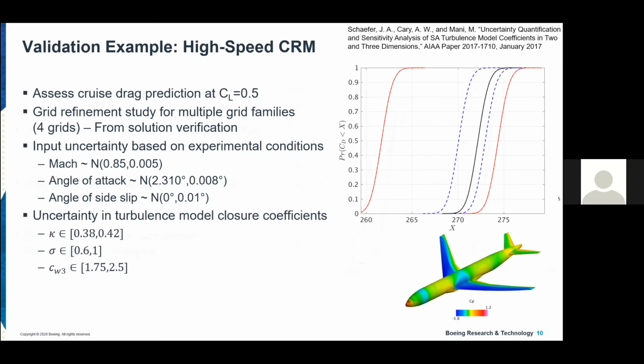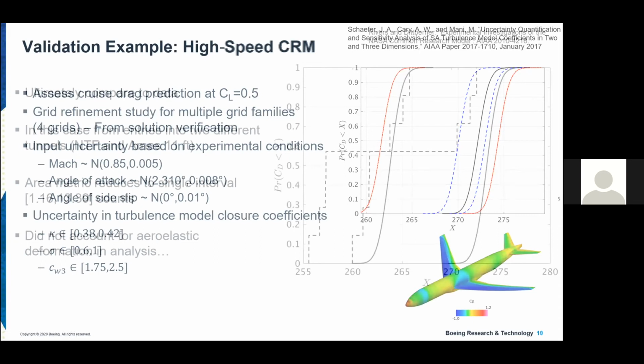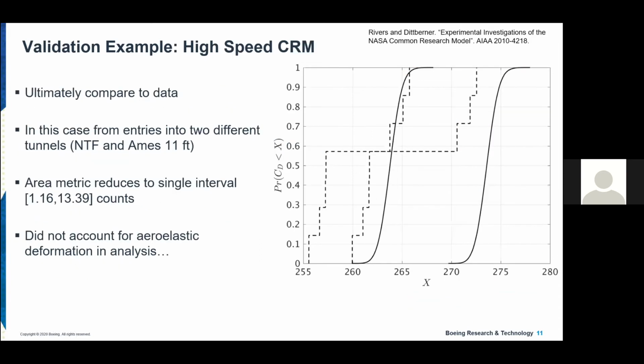To do the validation, we need to compare this to experimental data. And so we pulled out data from a couple of different entries, some in both the NTF and also in the Ames 11-foot tunnel. And plotting the experimental data also as a P box, considering the experimental uncertainty and then just the variation that they had due to repeat runs, we end up getting this comparison.